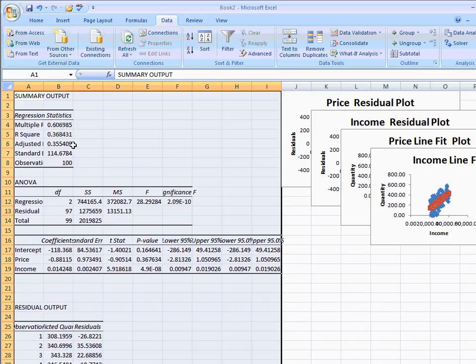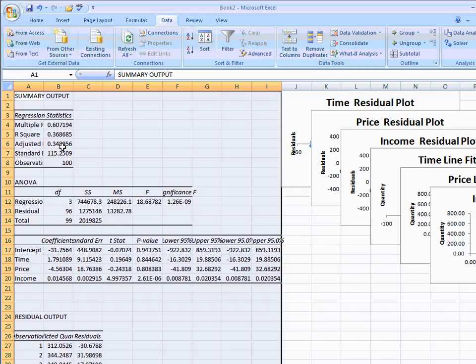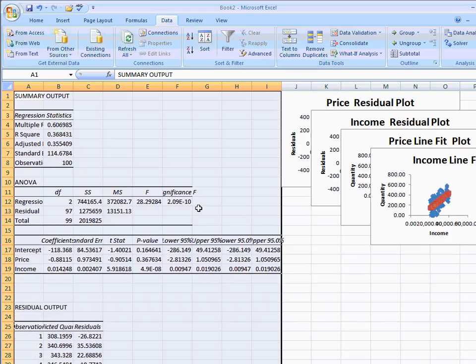Your adjusted R squared goes to 0.355, had been 0.348, slight improvement. The old regression had e to negative 9, the new one has e to negative 10, slight improvement. The new one has intercept is not significant, price is 0.36, income is negative 8, and I'm concentrating at 0.36 for a reason.